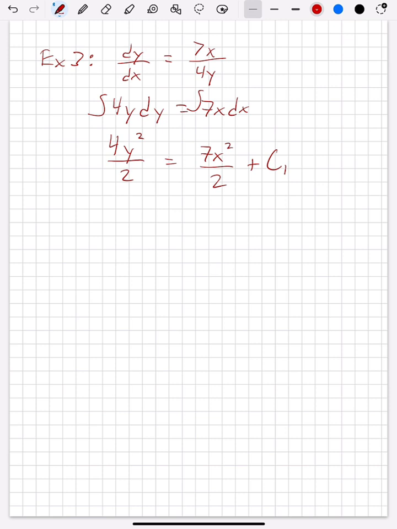Now, there's a few different ways to write this, and this is the way that number 2 on the homework is written. If I multiply through by 2, since 7 over 2 doesn't really look that pretty, then I get rid of my denominator, and this constant here is still just a constant. So what I'm going to say is this is 4y squared equals 7x squared plus c, since a constant times 2 is still just a constant.